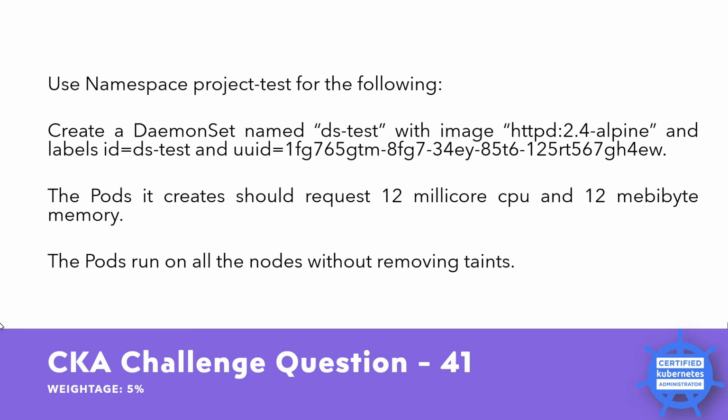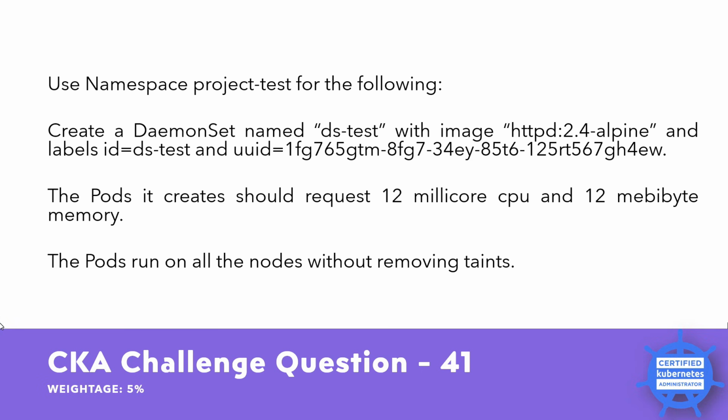The pod it creates should request 12 millicore CPU. This is the resource utilization, whatever request you have to put for the resource creation, and 12 mebibyte for the memory. The pod should run on all the nodes.